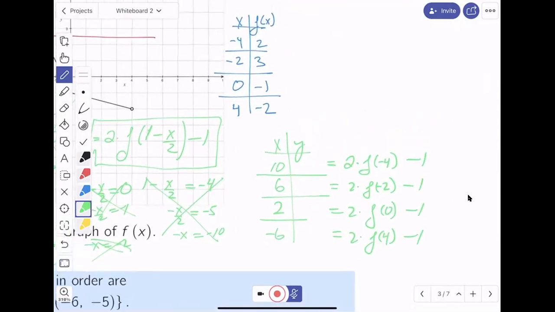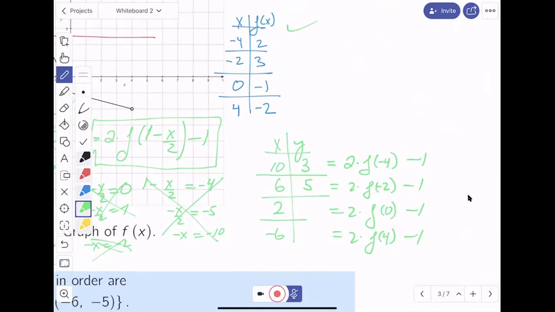Okay. What's f of minus 4? It's 2. I'm looking at this up here, by the way. That's going to be 4 minus 1, which is 3. What's f of minus 2? It's 3. That's going to be 6 minus 1, which is 5. Let's keep going. I know it's tough.